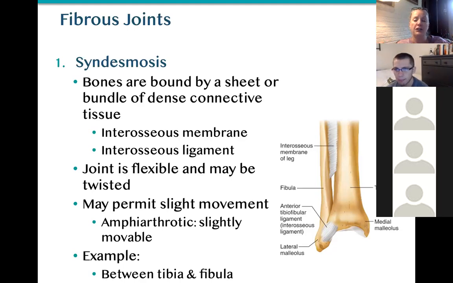It's more flexible than a suture in that it's got that dense connective tissue that has a little bit of flexibility, so that when you're having a twist on your leg or a twist in your arm, it's going to allow a slight bit of movement. And since it's a slight bit of movement, somewhere between no movement of the suture and the free movement of a synovial joint, then you have an amphiarthrotic joint. Okay, so between the tibia and the fibula, between the radius and the ulna, these are pretty much the only 2 syndesmotic joints that you have in your body.